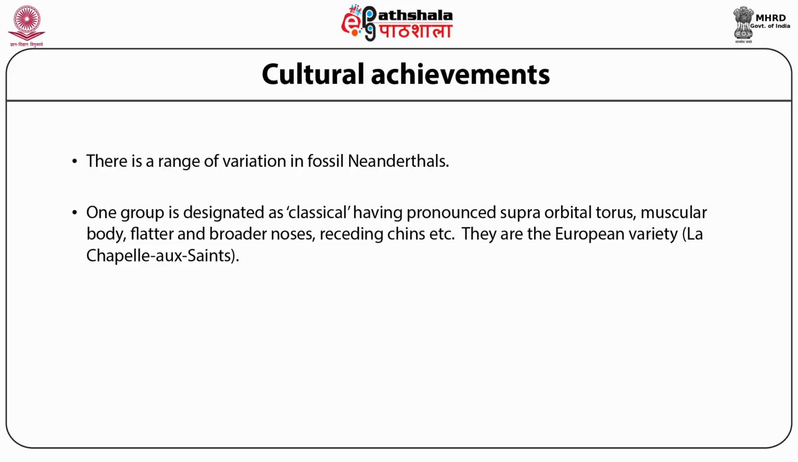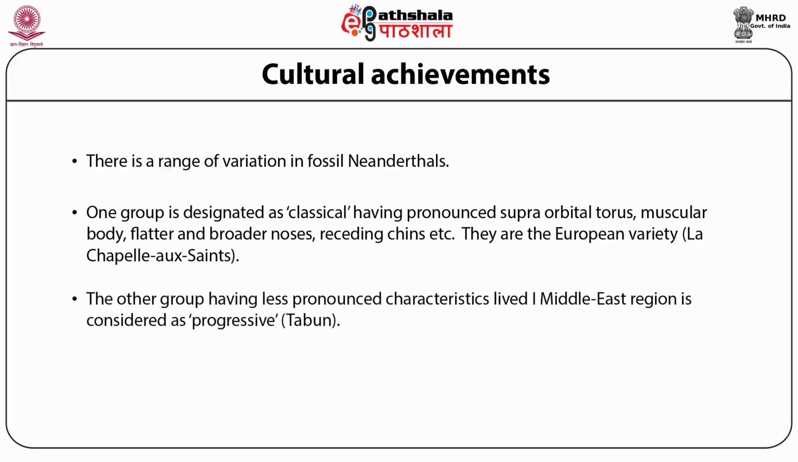These characteristics are most strongly displayed in specimens from Europe, the so-called classical Neanderthals, also called La Chapelle-aux-Saints. These characteristics were less pronounced in the Neanderthals of the Middle East, known as progressive Neanderthals, for example Tabun and Skhul. Does this mean that progressive Neanderthals were less different from modern humans than were the classical? The progressive varieties lived much earlier than the classic one.